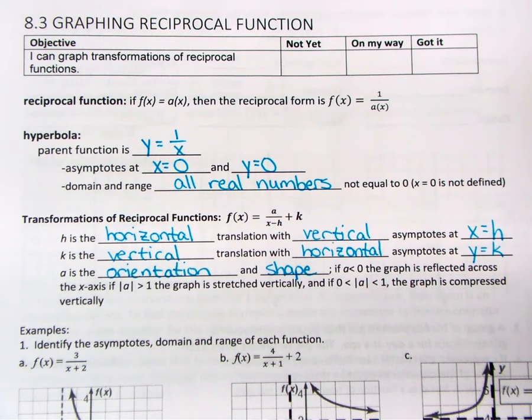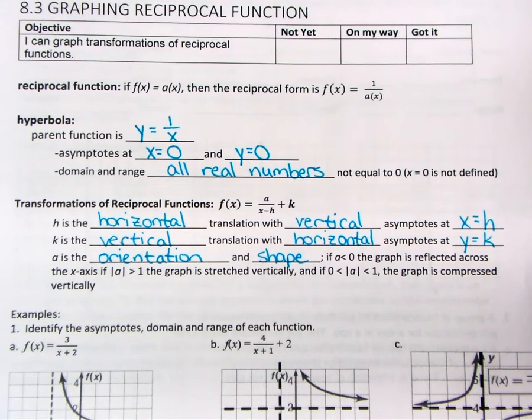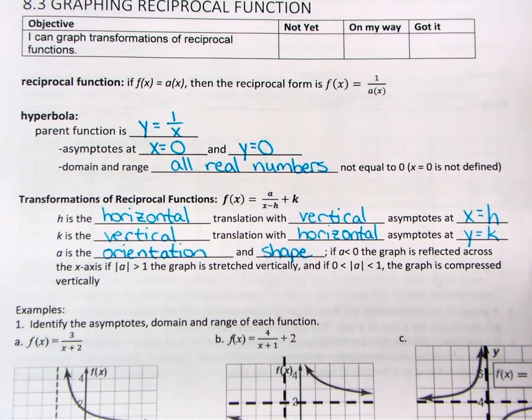The a value that you see on here just represents the orientation and the shape. It tells how steep or how flat looking the hyperbola is, and it tells whether it's in quadrants 1 and 3 or quadrants 2 and 4. If a is less than 0, then the graph gets reflected across the x-axis, so it changes quadrants. It goes down to quadrants 2 and 4 instead of quadrants 1 and 3.